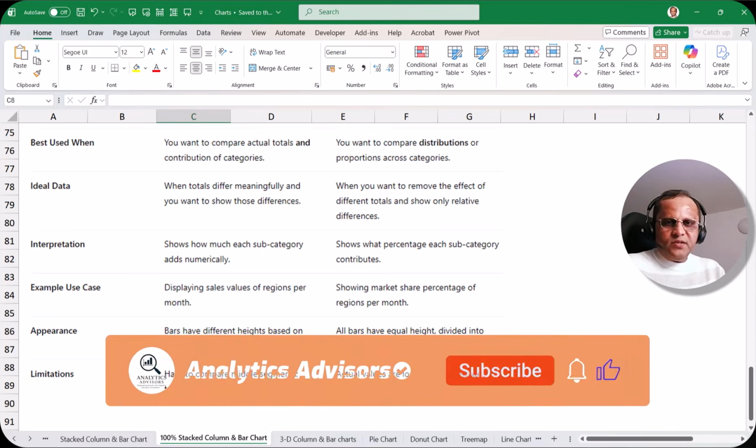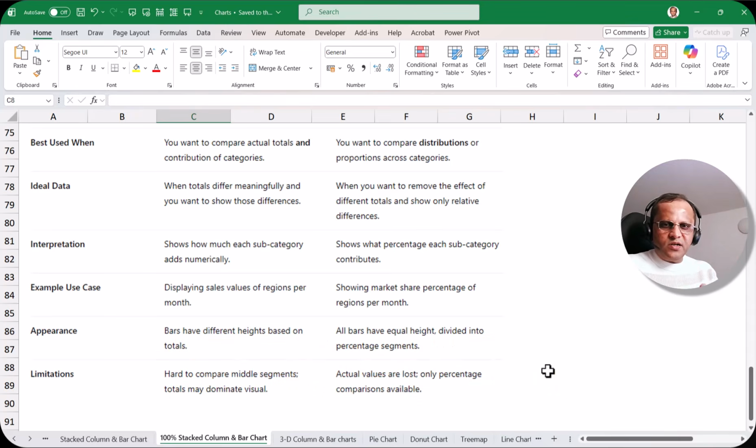So friends, these are the major points of difference between the stacked column chart and the 100% stacked column chart. The same thing you can also do for the stacked bar chart and the 100% stacked bar chart. The points will be the same.